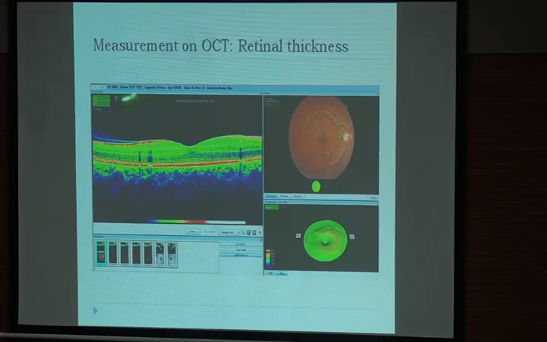The OCT also helps us in giving the thickness of the retina at various points. In most of the machines, the first reference line is the internal limiting membrane, ILM, and the outer reference line is the retinal pigment epithelium. From this we can calculate the thickness of the retina at various points. We also have a caliper function which can help us in determining the thickness of the retina at various points.